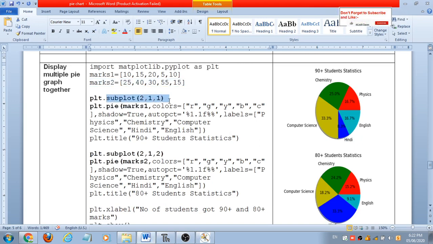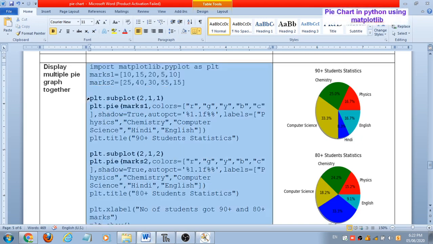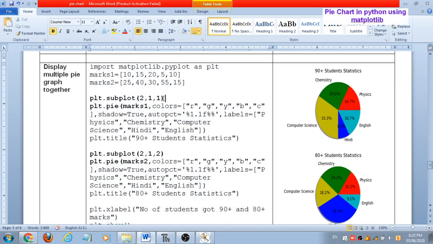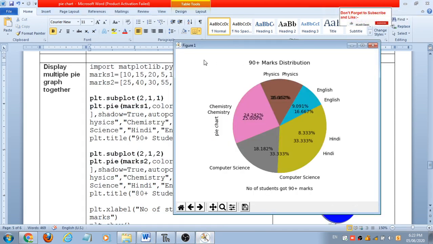We can use the subplot. What does the subplot do? Subplot actually divides the figure. Suppose this is the entire figure, and I want to divide this figure and show a different chart in each space. By default this is a complete plot, which means it is only one figure. Now how can I divide it?